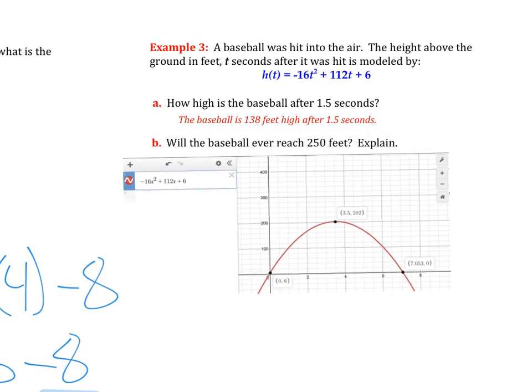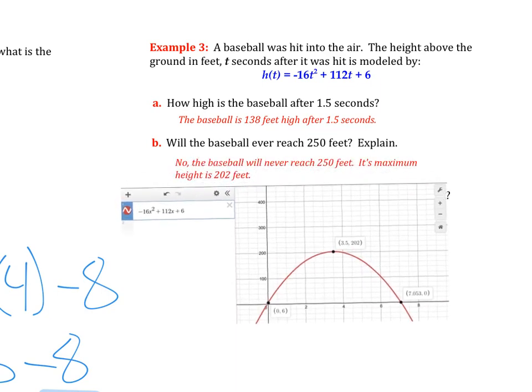Next, will the baseball ever reach 250 feet? Explain. Well, the highest this thing goes is 202. And it's never going to get any higher than that. So I don't know about that 250. Nope, it won't. It will never go higher than its maximum. Hence the word maximum.